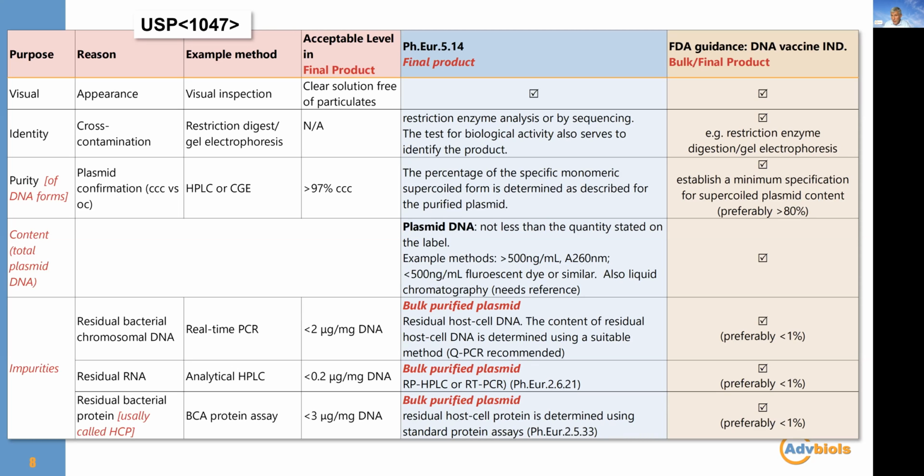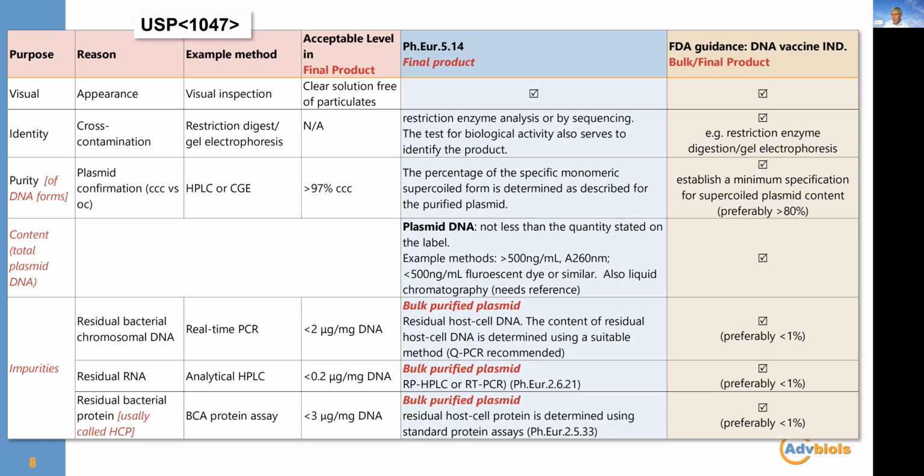Then we got purity. And it's actually purity of the DNA forms here. And the supercoiled DNA forms are important for the effectiveness of the plasmid, shall we say. So they're there, and they're in all three texts. USP suggests that this should be above 97%.